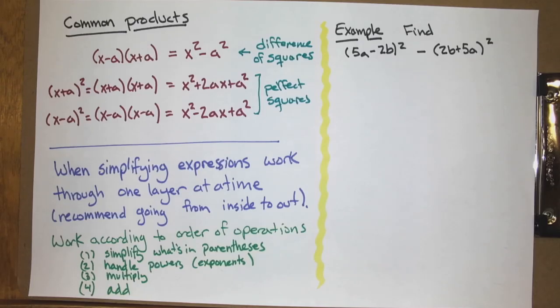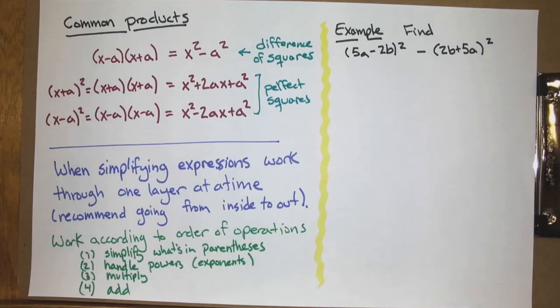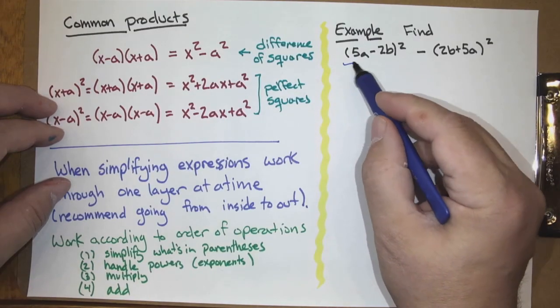Find 5a minus 2b minus 2b plus 5a, with 2b quantity squared minus 2b plus 5a, that quantity squared. There's two ways to approach this. Let's see if we get the same answer in both ways. What do you want to try? Well, how about let's expand and take the difference. Because 5a minus 2b quantity squared, what is that?